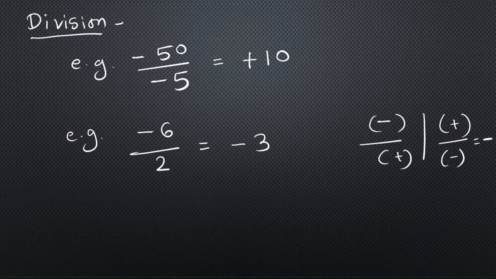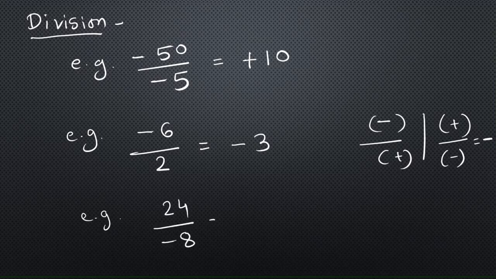Let's take the next example. 24 divided by minus 8. Now 24 has a plus sign and 8 has a minus sign. They are not the same, meaning positive and negative are unlike signs. That's why a negative sign comes here, and 24 divided by 8 is 3. So I write 3 here.